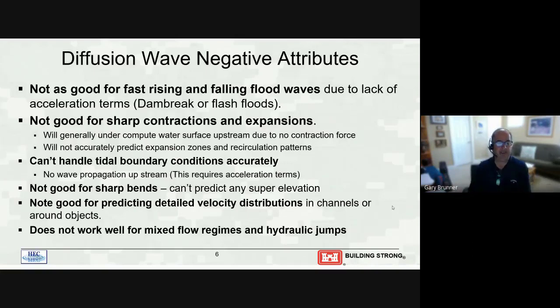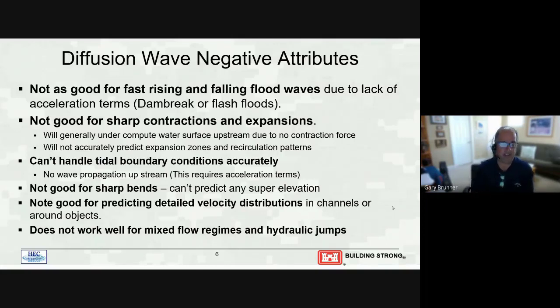And it also can't handle and compute recirculation zones in the expansion. You won't get any eddies forming when you use the diffusion wave equation. You have to have the full shallow water equations for that. Another very problematic area for diffusion wave is tidal boundary conditions, because a tide rising pushes in and it's a wave, and that wave propagates upstream, and the propagation of that wave requires the acceleration terms to handle and model correctly. It's not good for sharp bends because it can't predict super elevation around a bend.